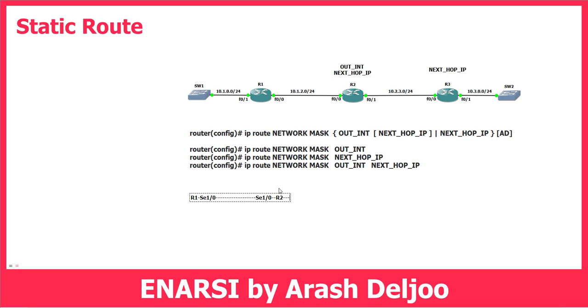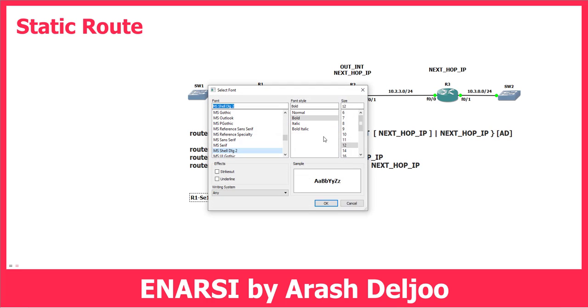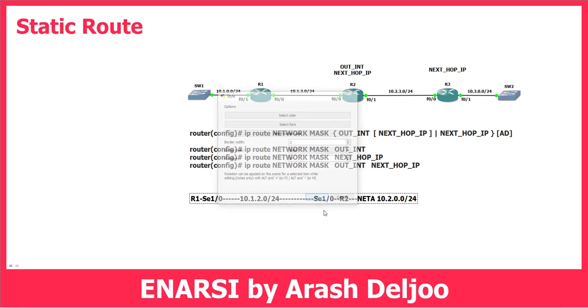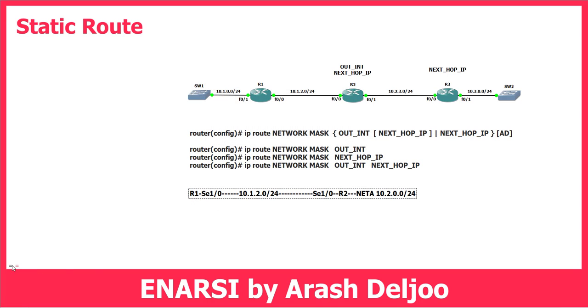And here we have net A. Net A is one address, for example, here 10.2.0.0/24. And also in the link between router 1 and router 2, we are using 10.1.2.0/24. Now I'm going to configure the static routes in router 1. Let me show you how we can configure the static route in router 1. You know that here, because we have the point-to-point link, we can use each of these three methods.